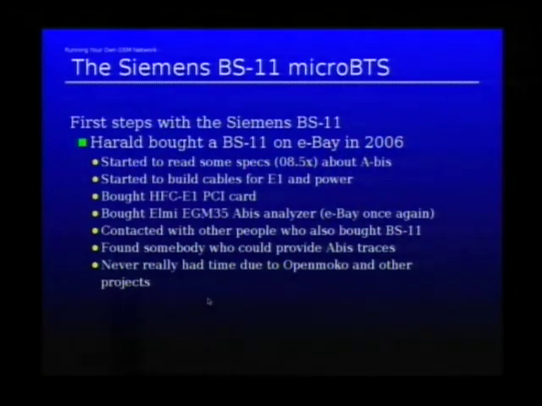I bought an HFC E1 card, which is a primary ISDN interface card that's frequently used with Asterisk, bigger Asterisk installations, for example. It's supported by mISDN, which I even then intended to use as a base for the software. I also managed to find an A-bis analyzer on eBay. It's a handheld device meant for service people of GSM networks, which you can tap onto the A-bis interface, and then you can see what's going on.